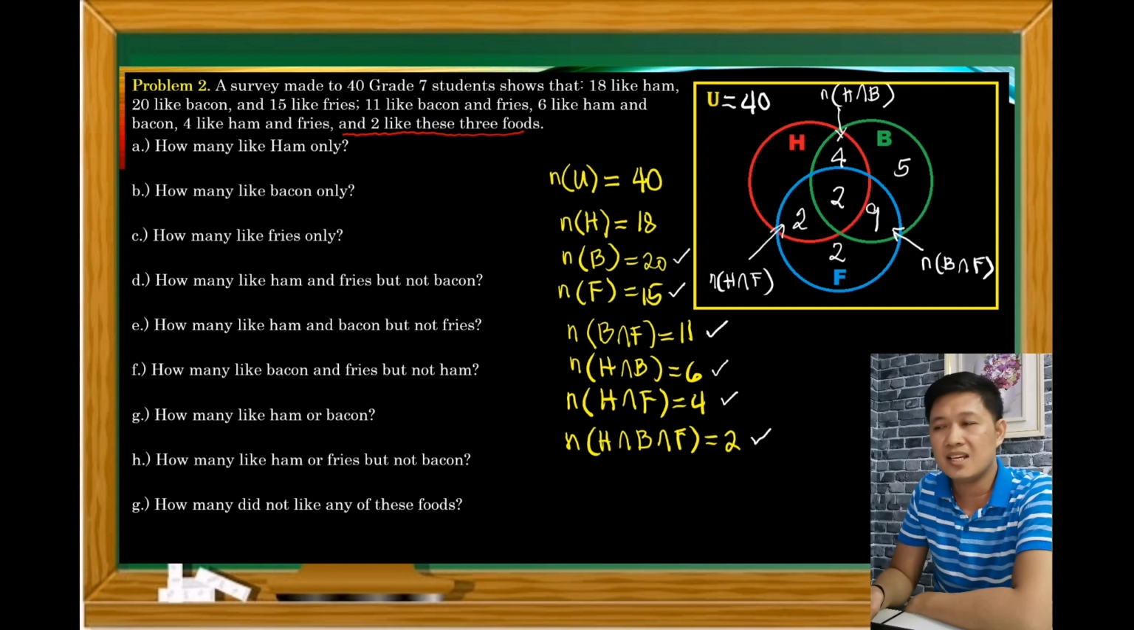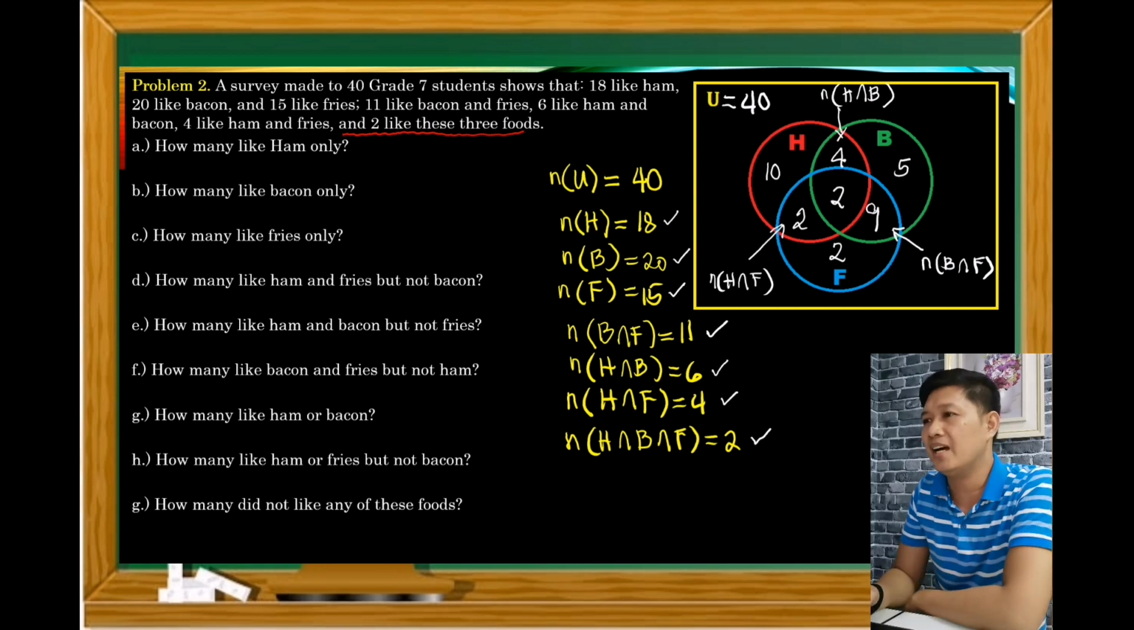Next, sinabi dito that the number of students that like ham is 18. Kung tignan natin yung bilog ng ham, we have 4, we have 2, and 2. Ilan lahat yun? 8. 18 nga daw ang kailangan natin dyan. So, ilan ang kulang? Very good. So, kailangan natin ng 10 para mabuo ang 18. So, 10 plus 4, 14 plus 2, 16 plus 2, 18. Very good.